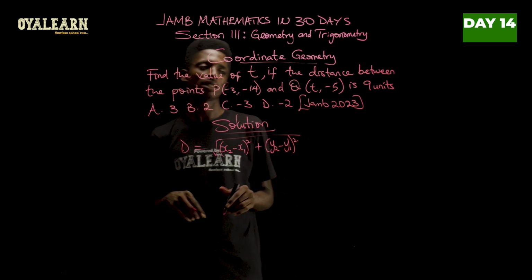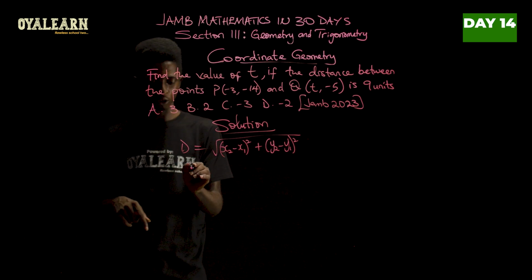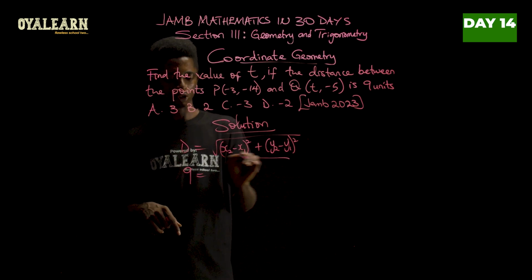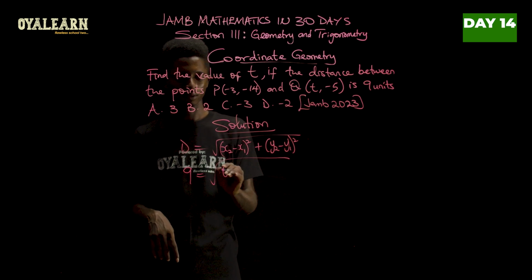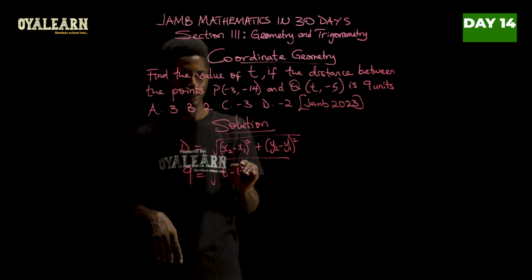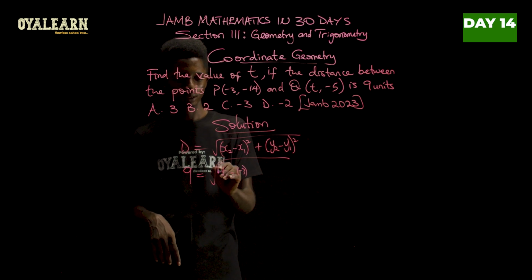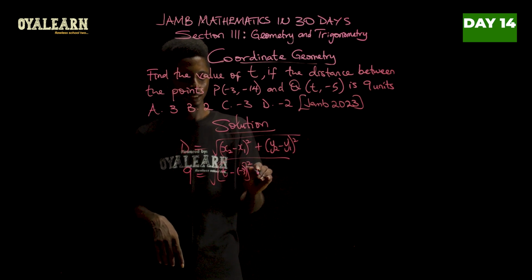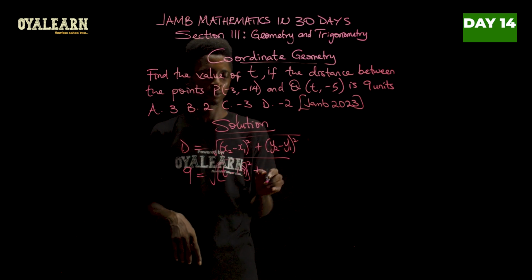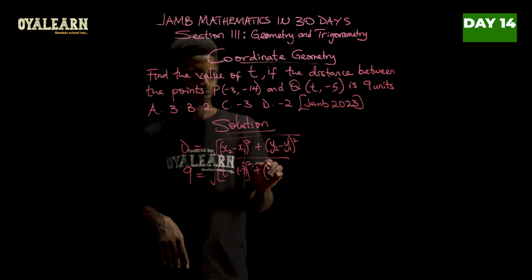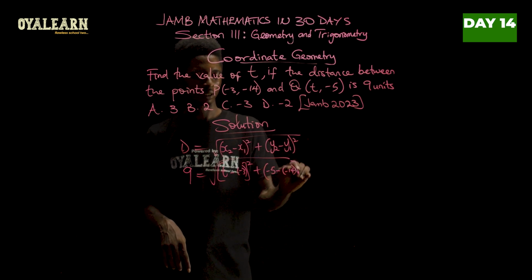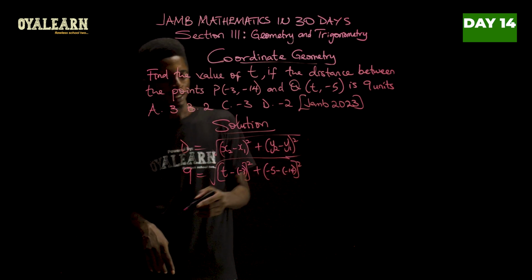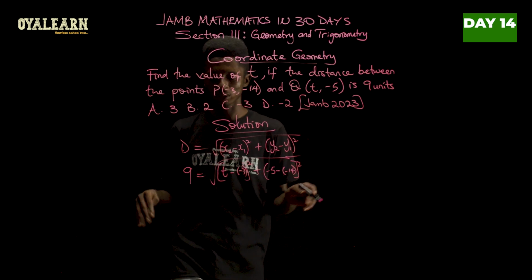Now, applying this, since we know the distance is 9 units, we then say 9 equals the square root of, now x2, which is t, minus minus 3 squared plus y2, that's minus 5 minus minus 14 squared. Now, in order to tidy this up, we have to square both sides.